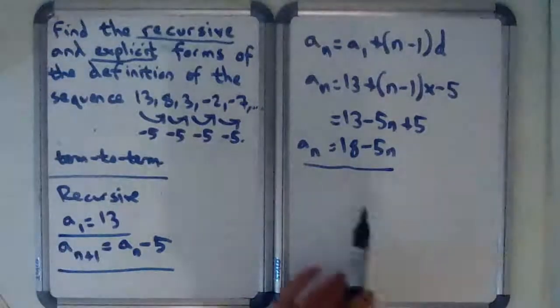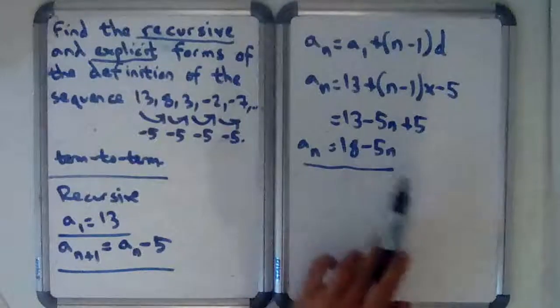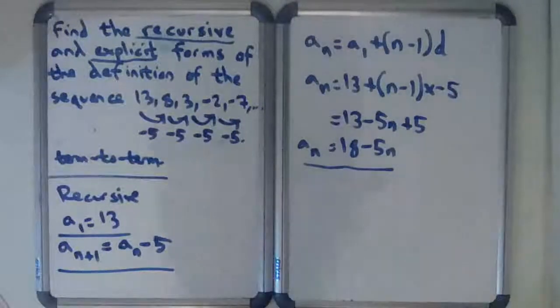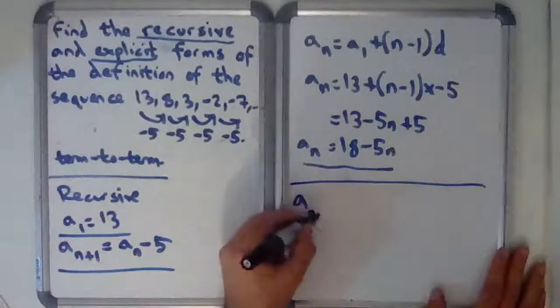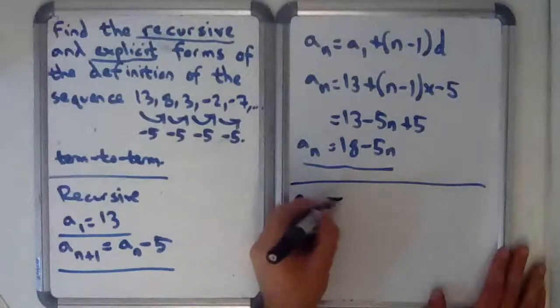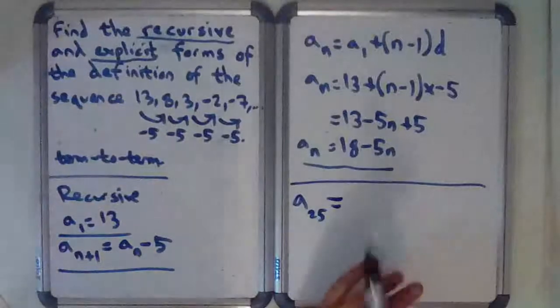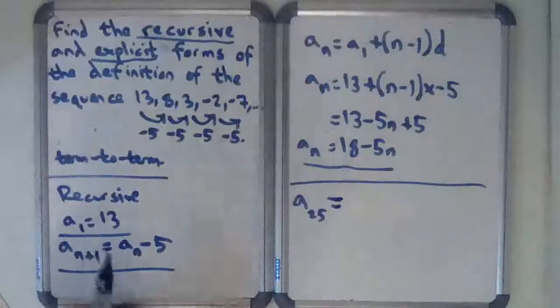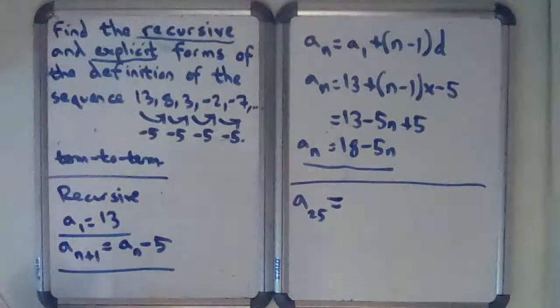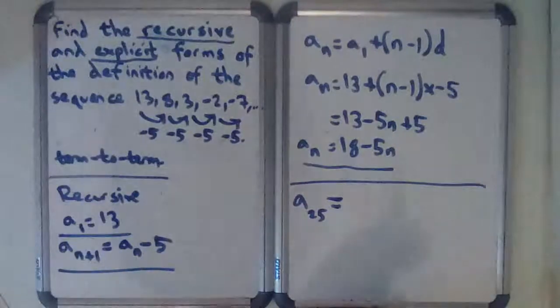We have the explicit definition, which tells me if I know the term number, how do I work out the term. If I wanted the 25th term of the sequence, A25, it's much easier to use the explicit form than the recursive form. For the recursive form, I'm either going to have to use some programming on a calculator or I'm going to have to carry the sequence on for 25 terms.